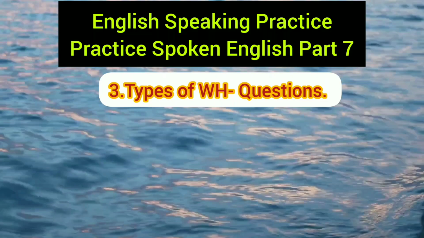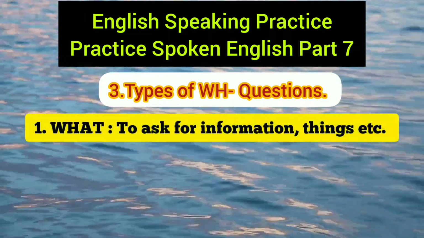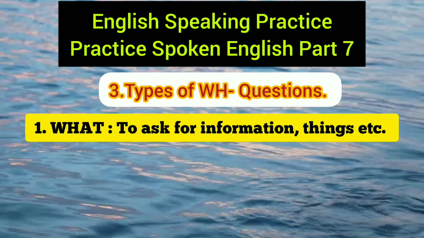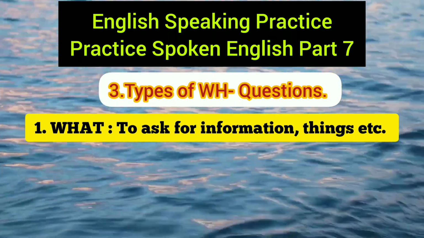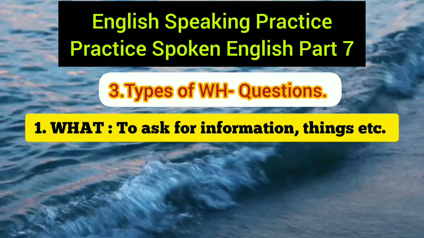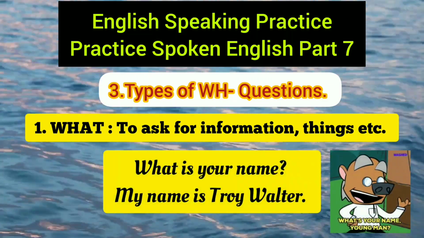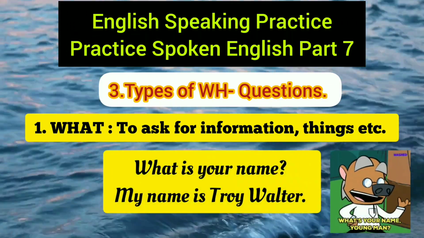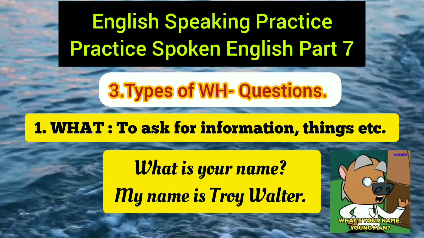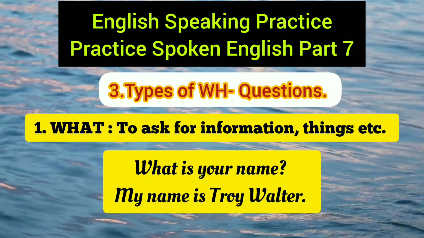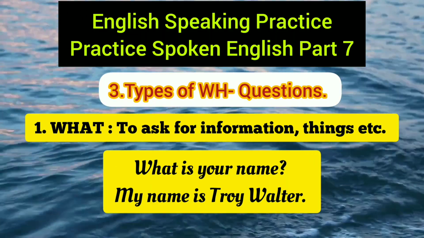So the first one is what. What is used to ask for information, things, etc. So we use the WH word what to frame a question which asks for information or things. Let's see the example: what is your name? You see here I'm asking for information, that is, a name. The answer is, my name is Troy Walter. This is how you can ask a WH question. Please follow the questions and answers carefully and practice yourself.